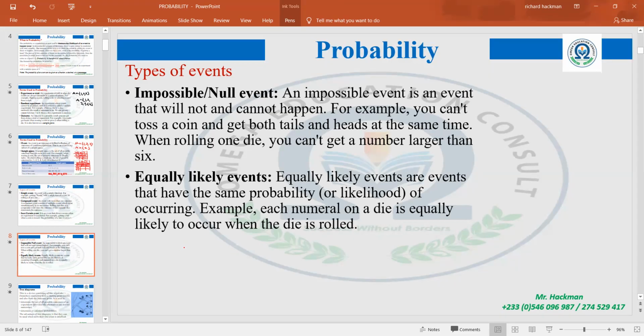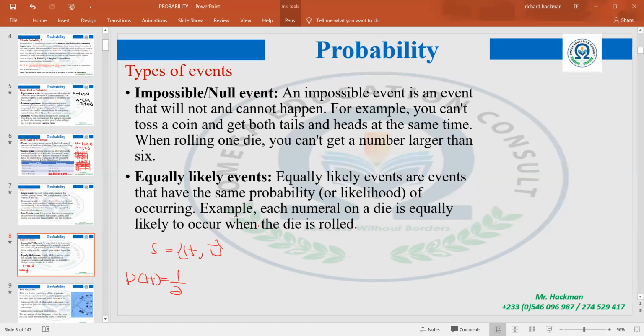So you get a head or a tail. So your sample space will be this. Now if you are looking at the probability of getting a head, you know that will be the number of heads here, which will be 1 over 2. That is the probability of getting a head. Is that clear?